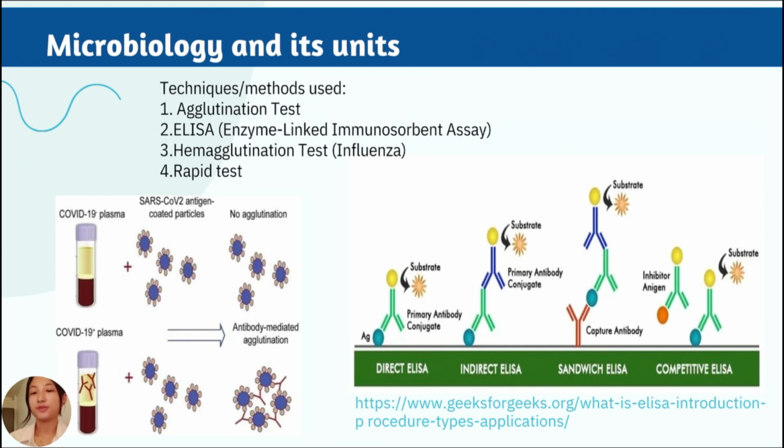a step-by-step process, and there will be capturing of the antibody, and the substrate will show the color. And for the competitive one, it is homogeneous and everything is put together, and there is an inhibitor antigen, and all this process helps to diagnose better.